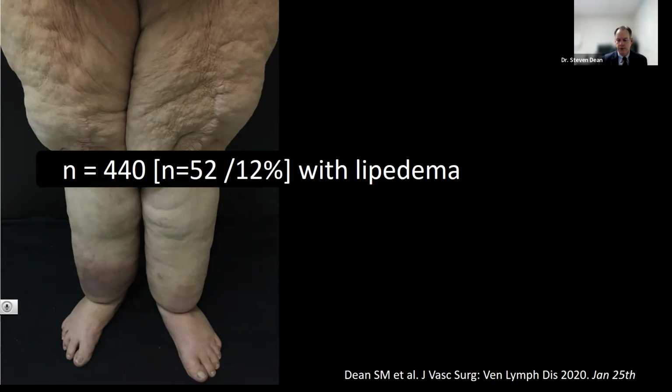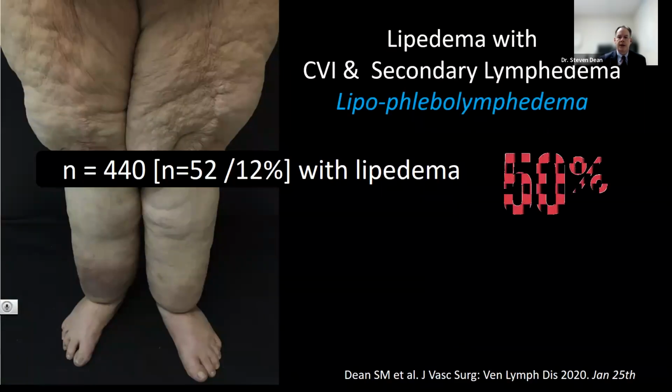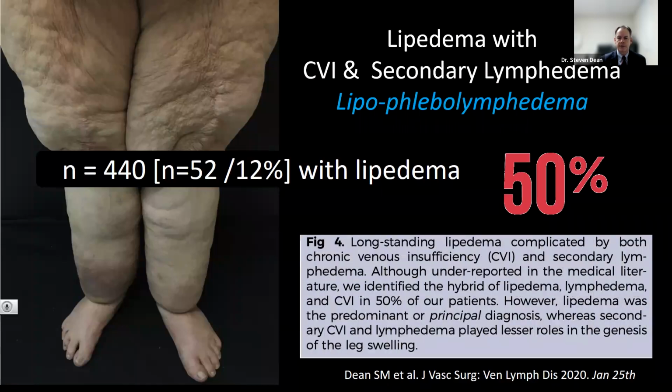We looked at 440 patients that presented for complex decongestive physiotherapy with lymphedema. 12% of these had lipedema. And of interest, of this 12% of the lipedema patients in our cohort, half of these patients had evidence of chronic venous insufficiency. This was not just spider or varicose veins. They had evidence of chronic venous insufficiency.